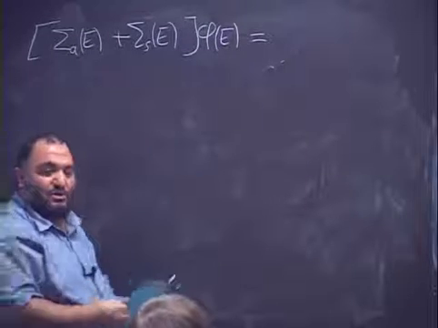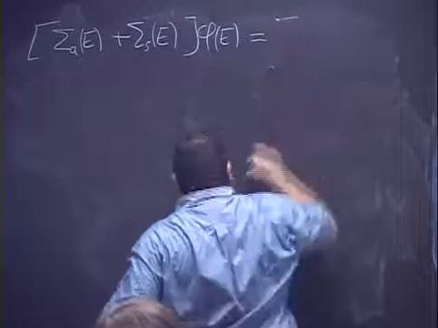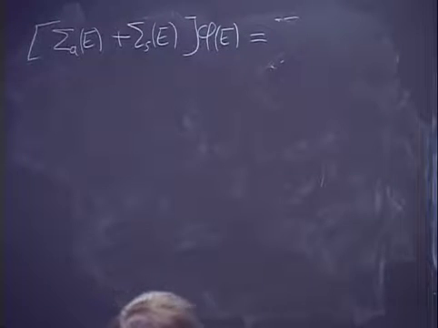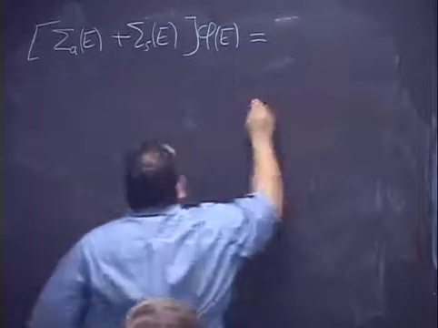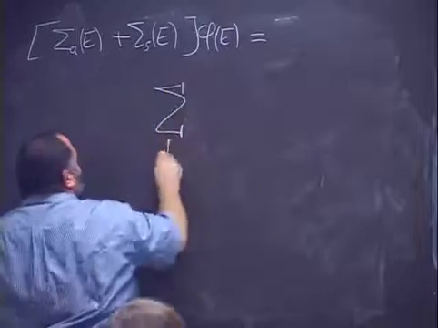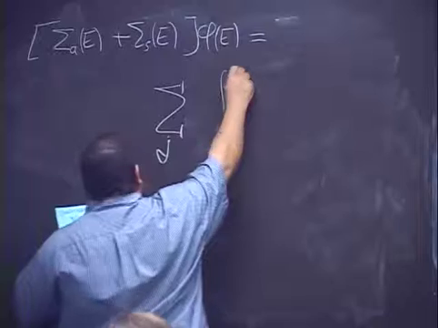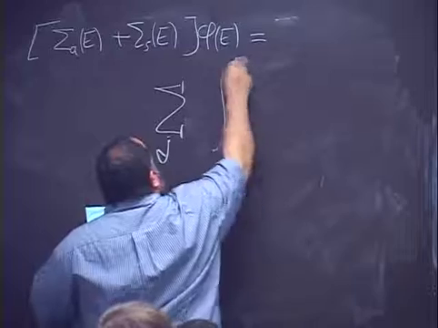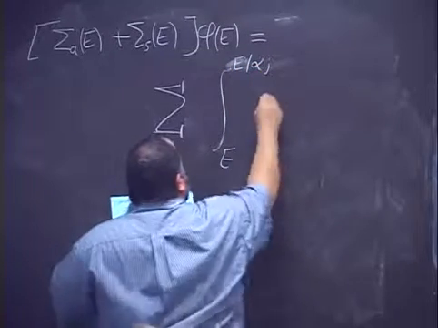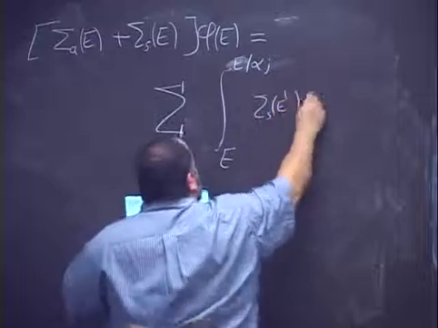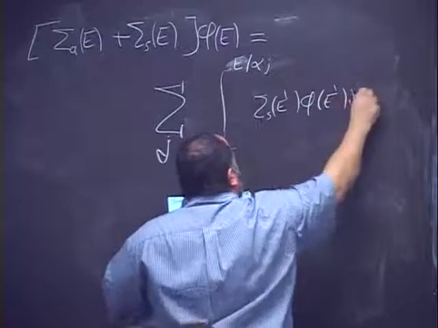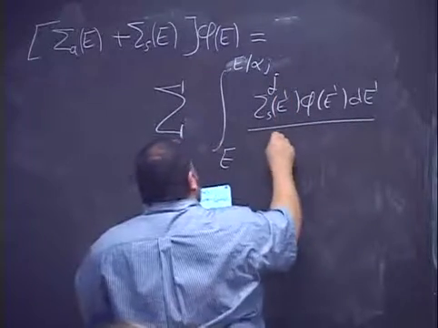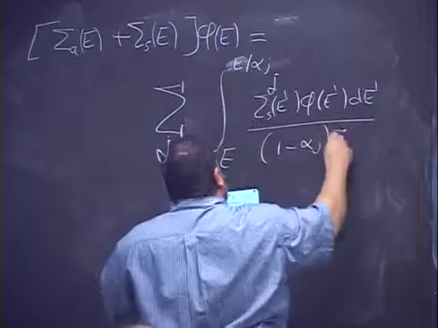And what's the source now? It's the term that we have been doing time and time again. Summation over all j's, integral from E to E over alpha j, of sigma scattering j at the energy E prime, phi at E prime, dE prime, divided by 1 minus alpha j multiplied by E prime.